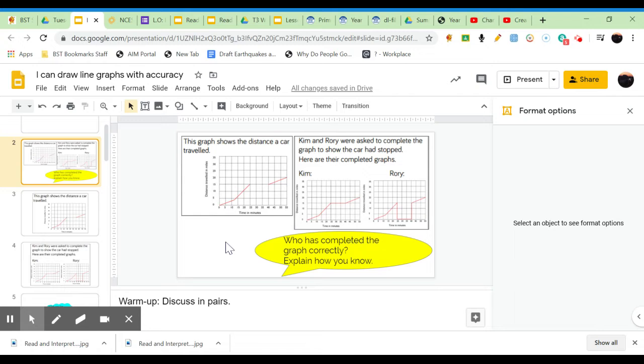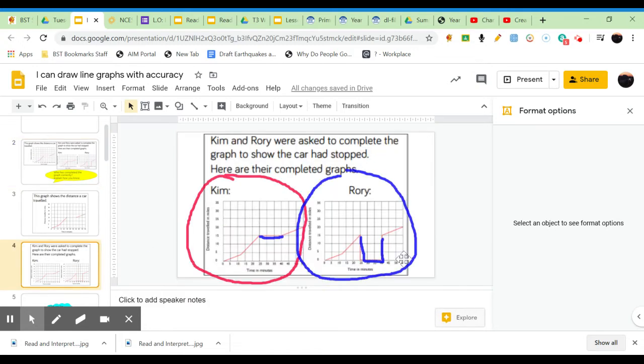Who do we think is correct? Well, I'm going to explain now. You will find that it is in fact Kim who is correct. And the reason Kim is correct is actually quite straightforward. When it stops at this point, after 25 minutes, there is a break in the distance that's been traveled. And the distance that's been traveled so far is 15 miles.